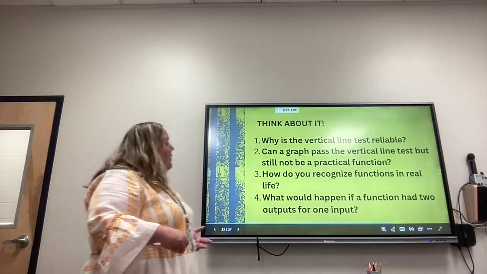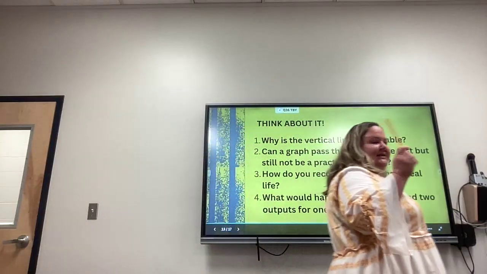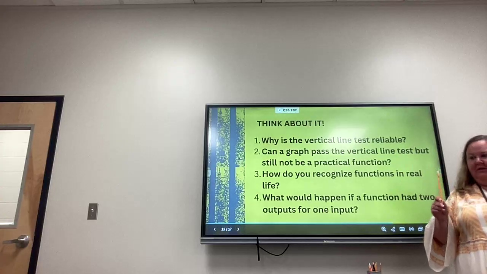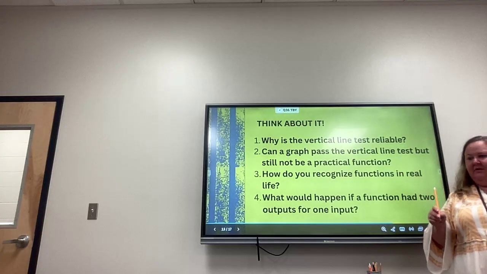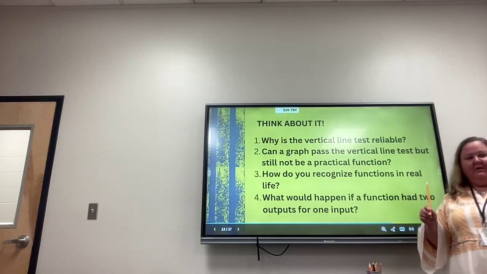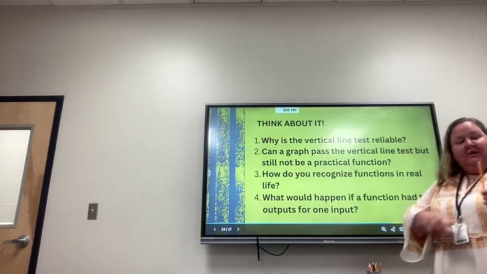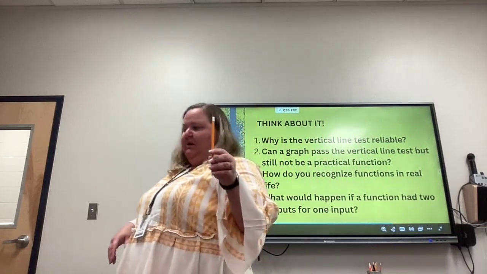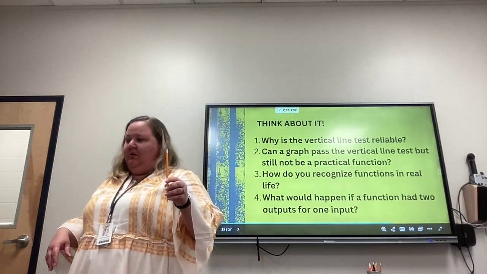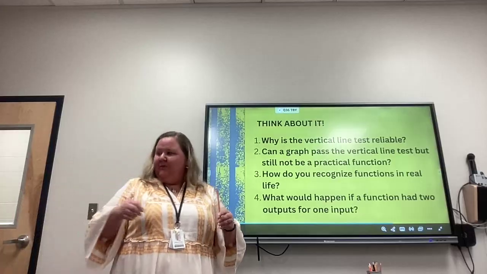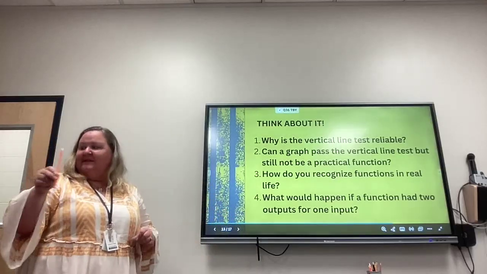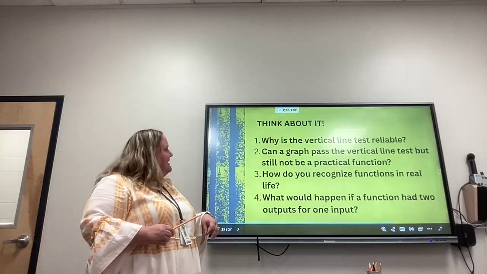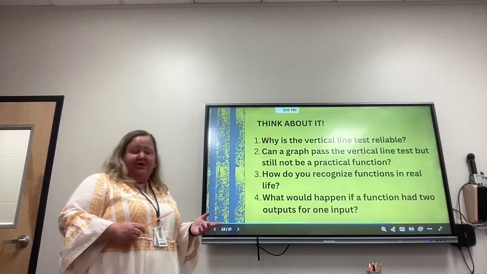Why is the vertical line test reliable? This takes a little thinking. Because if it wasn't a function, you can see it. But what does that represent by being able to see it? That it doesn't have two X's on the same Y. Awesome. That is perfect.